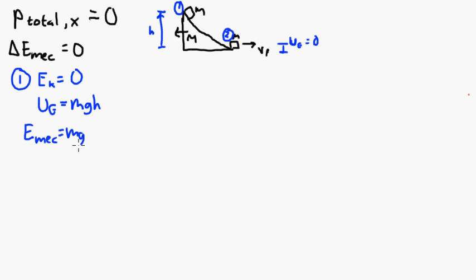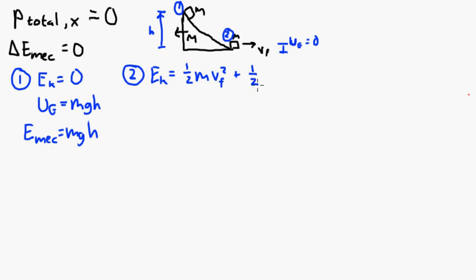Simple enough. Now at 2, this gets a little more tricky. Kinetic energy at 2 is going to equal the kinetic energy of this little block, which is 1/2 little m v final squared, right? Plus, now we're getting interesting, 1/2 M.